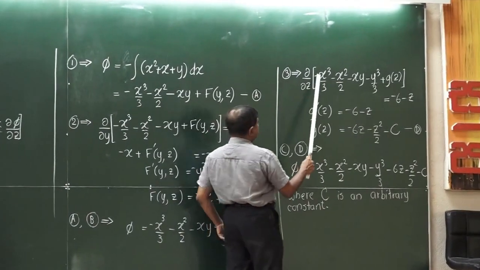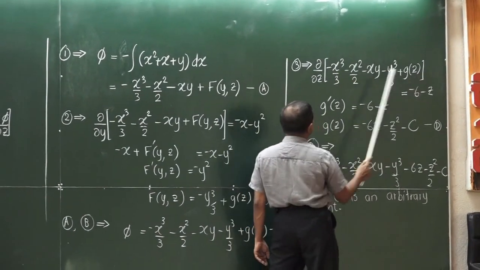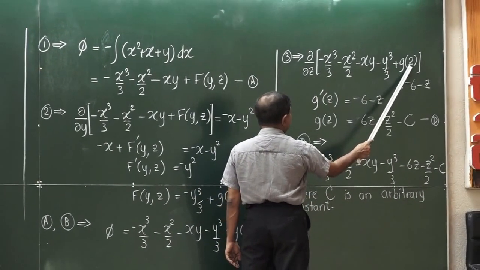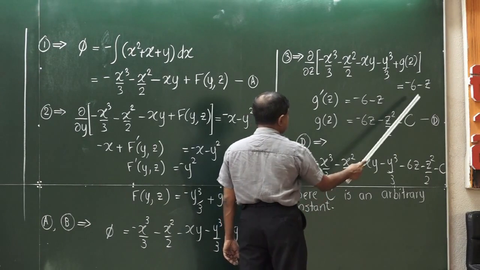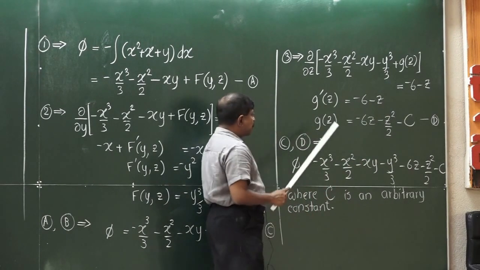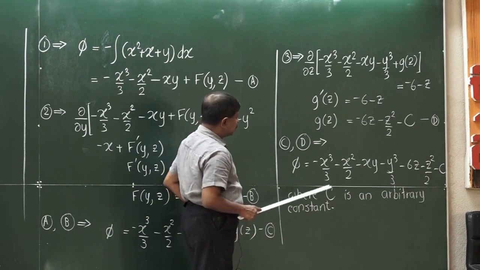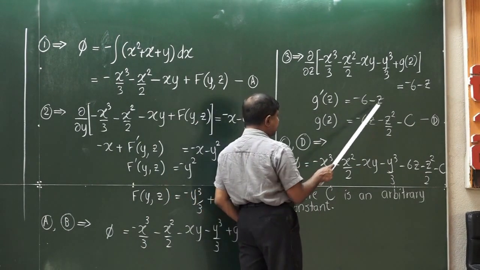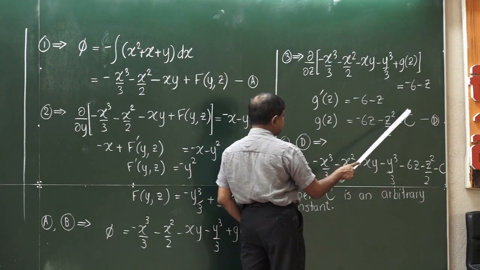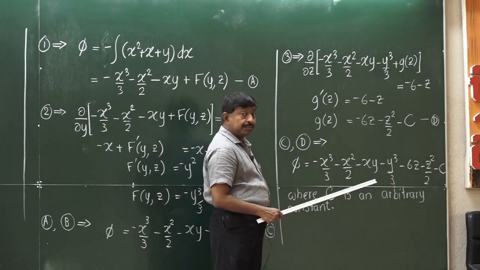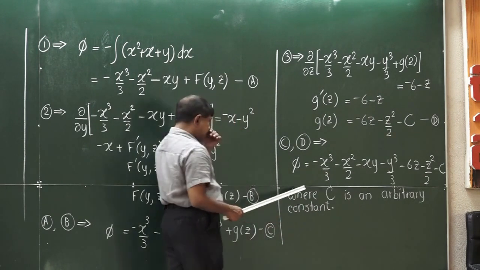Now, when you partially differentiate this with respect to z, these terms will be 0, and you have g dash z. The right hand side is this. Now, you can figure out g(z) by integrating this with respect to z. So, you have minus 6z plus an arbitrary constant. I put a minus sign just to go hand in hand with what we had in the previous method.